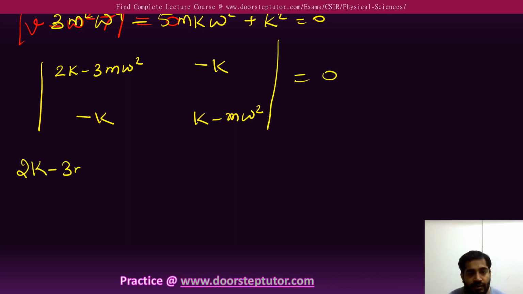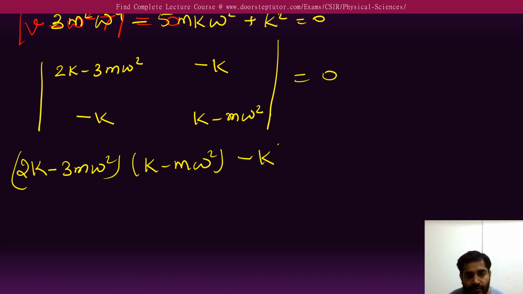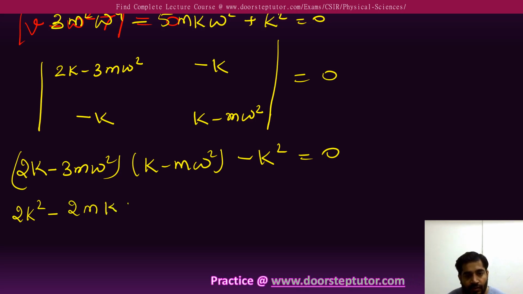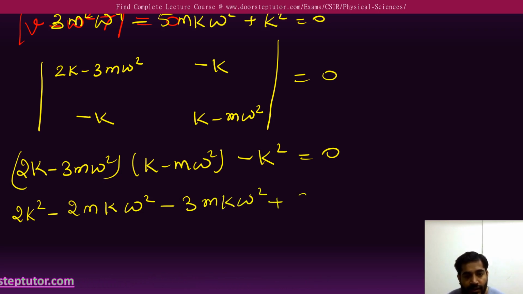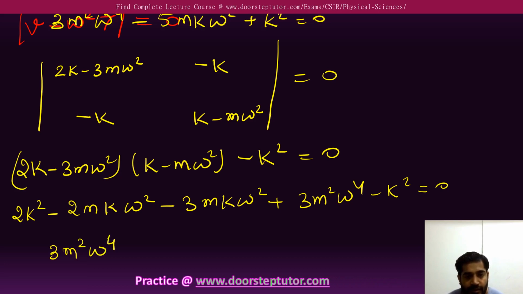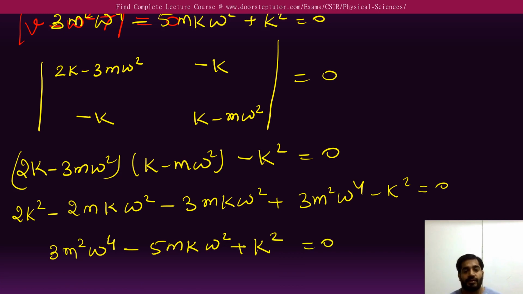If we solve the determinant, then we get this equation. Just solve it. It's going to be 2k square minus 2mk omega square minus 3mk omega square plus 3m square omega to the 4 minus k square equals 0. Arranging this in the easiest way, we get 3m square omega 4 minus 5mk omega square plus k square equals 0. This is what we have.